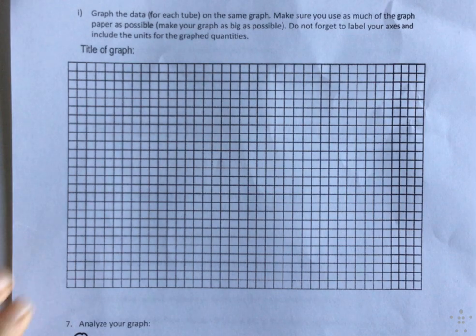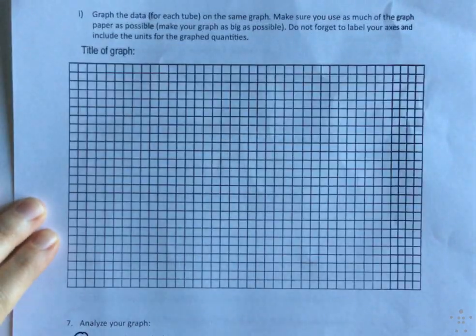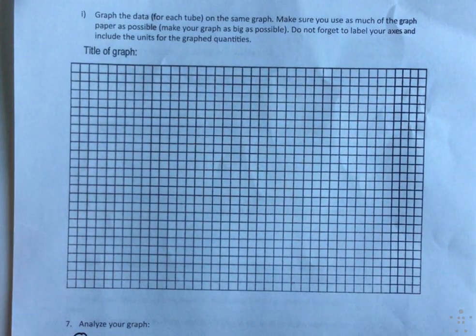First of all, do not forget to put a title, and it needs to include what we were doing. So it shouldn't just say bubbles. It should say bubbles traveling over time or something like that. Just include both distance and time in the title of your graph.